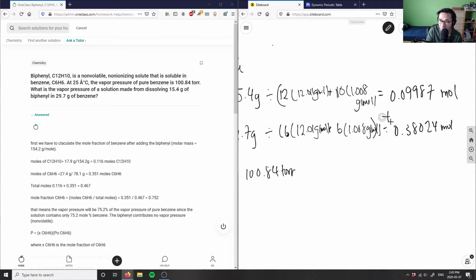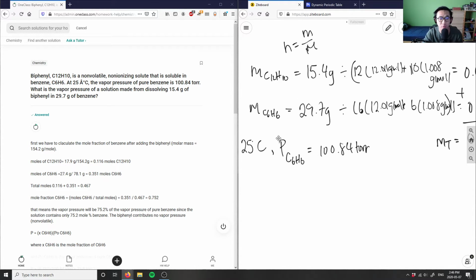So now with these moles of benzene, I can figure out the total moles. If I add both of these together, 0.33824 plus 0.09987, my total moles here is 0.48, right? So it's slightly different from this value here because they inputted the wrong numbers into our calculation. This here is our MT, our total moles. And what we care about is benzene, specifically, because we already have the partial pressures of only benzene. We don't have the vapor pressure for biphenyl here.